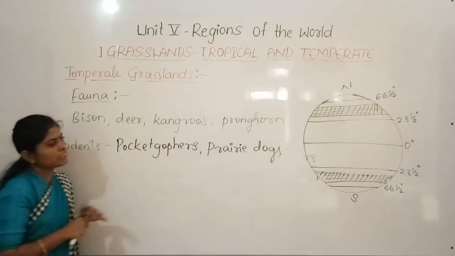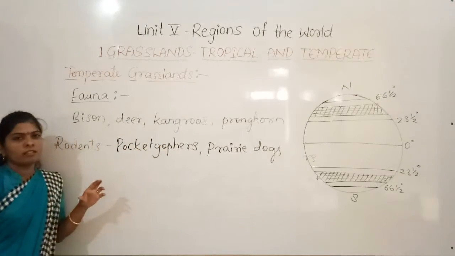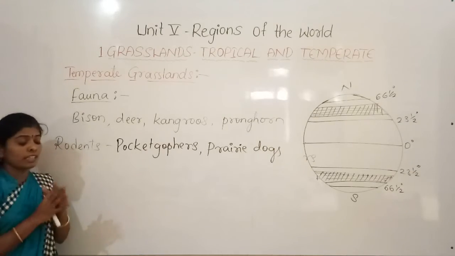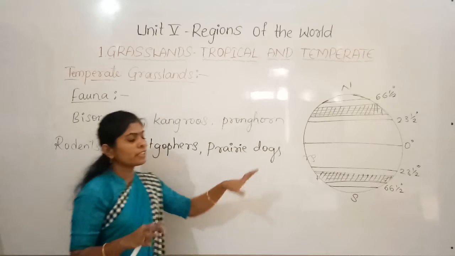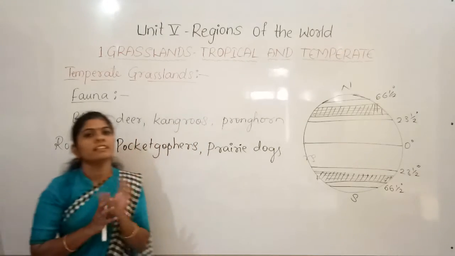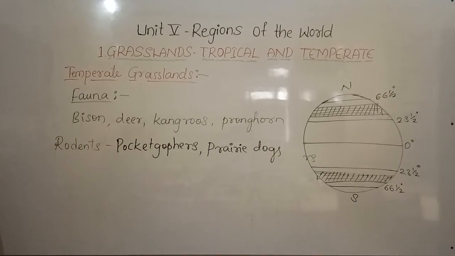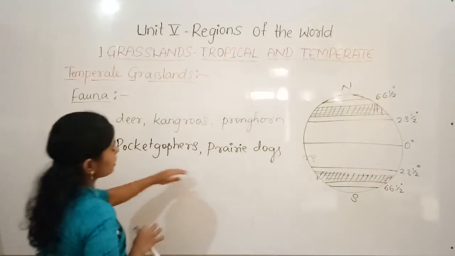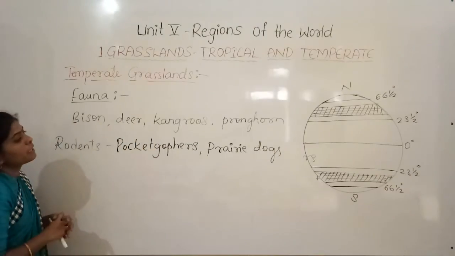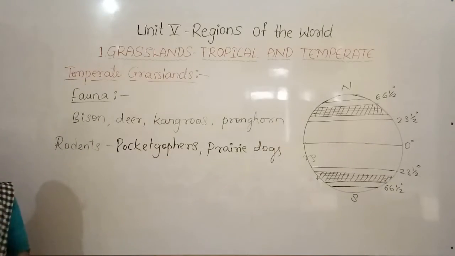If we look at the prairie dog, they are always folding their hands and facing. Often we can see these prairie dogs standing, folding their hands and facing the sun at dusk and dawn. This is one of the characteristics of these prairie dogs. And these are the rodents which we can see here.